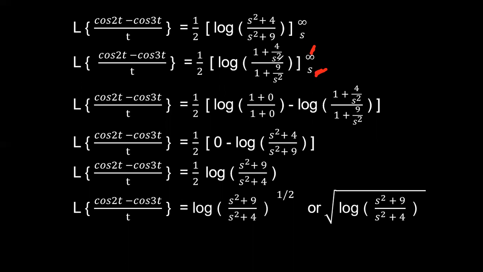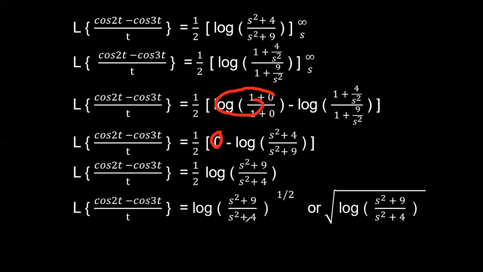you will get it as 0. So this term will be 0 and this term will be 0: 1 plus 0, 1 plus 0. So that is the equation represented here: log of 1 plus 0 by 1 plus 0. Minus, and here you have to substitute the lower limit in this s term. Then again you will get the same function: log of 1 plus 4 by s square by 1 plus 9 by s square. What is log 1 by 1? It is nothing but log 1, and the value of log 1 is 0.